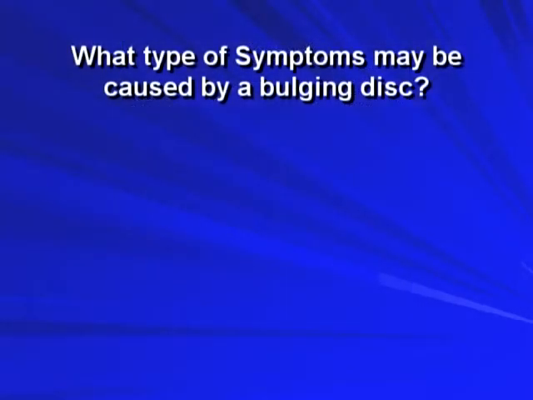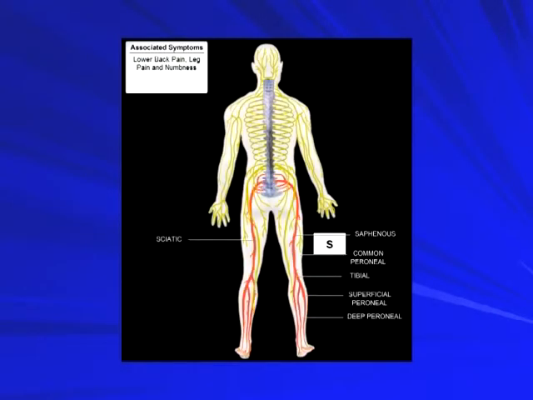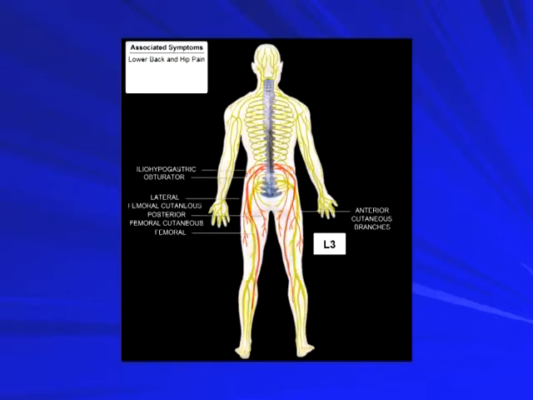What type of symptoms may be experienced from a bulging disc? A bulging disc in the lower lumbar area of your spine may cause pain to radiate down one or both legs, which is a condition called sciatica. An upper lumbar bulging disc may cause pain to radiate in the lumbar area.